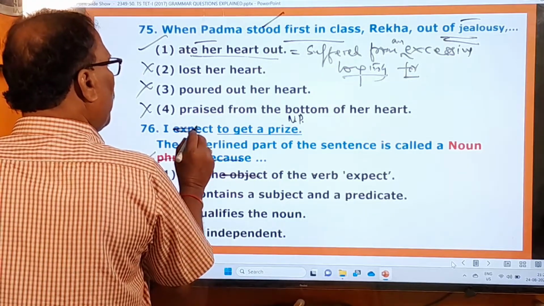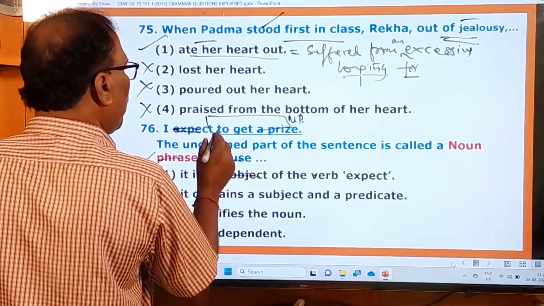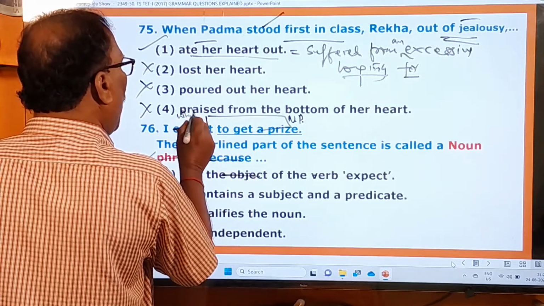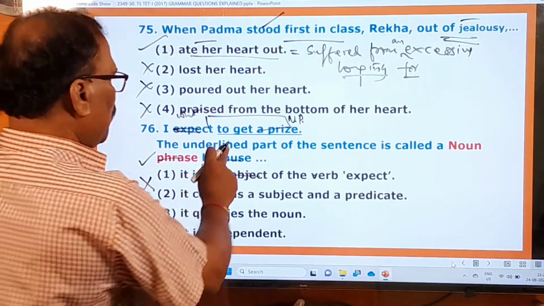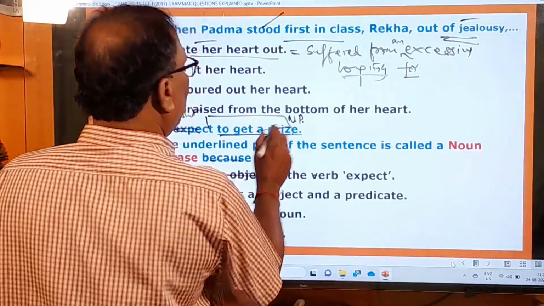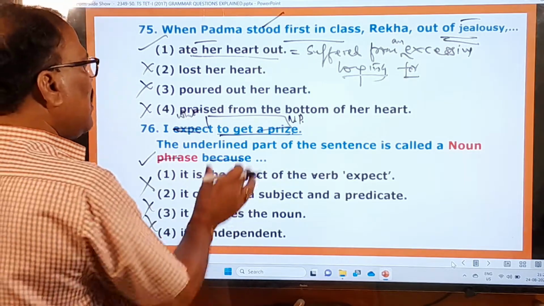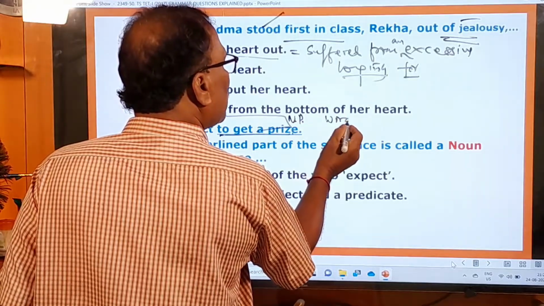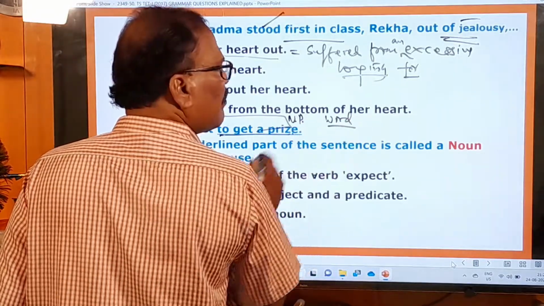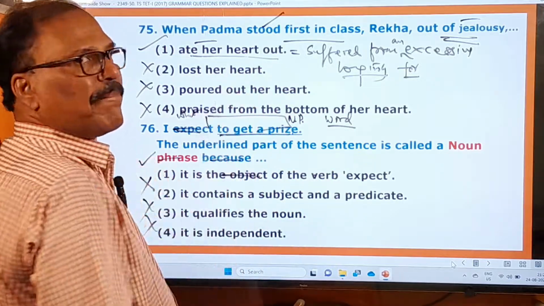Whenever this is the verb, to find out the object, you must question the verb with what. I expect what? To get a prize. So this is the noun phrase. If it is in the form of a single word, it is called a noun. If it is in the form of a few words, then it is called a noun phrase.